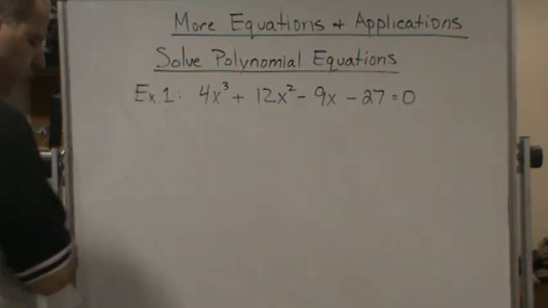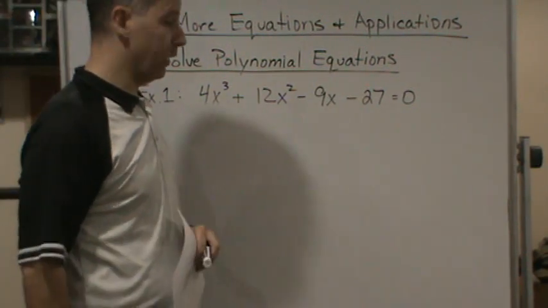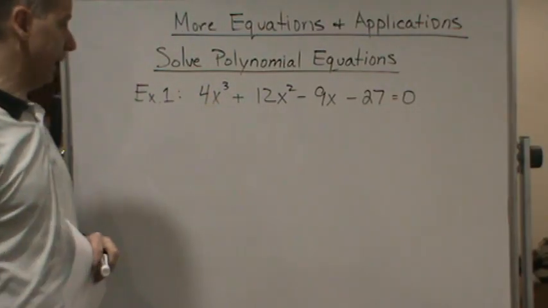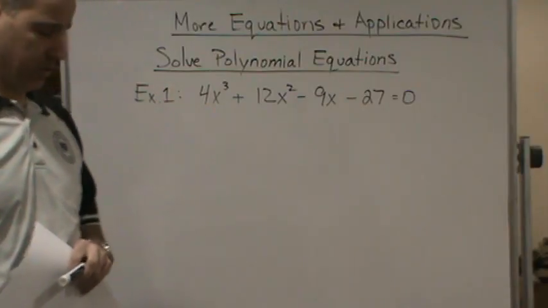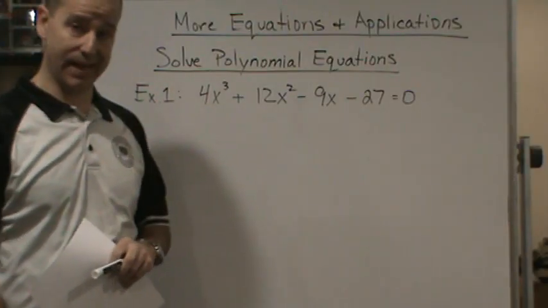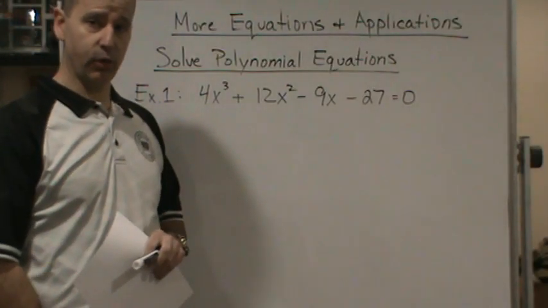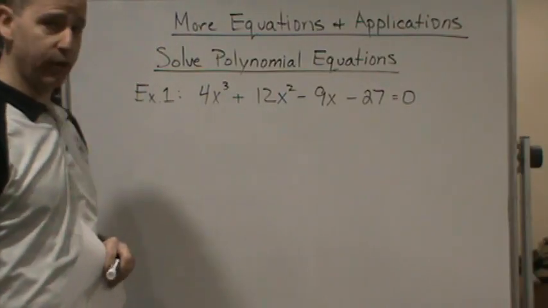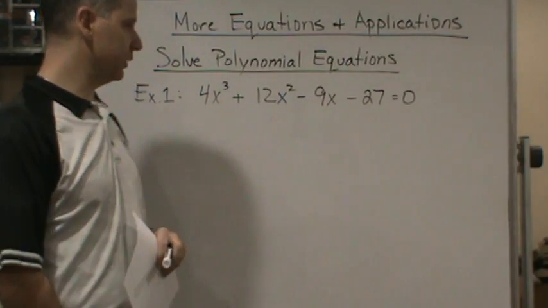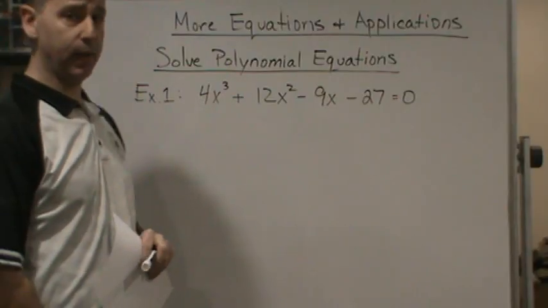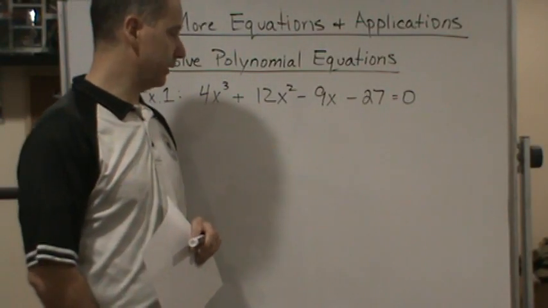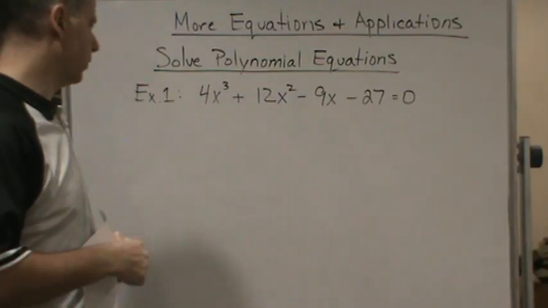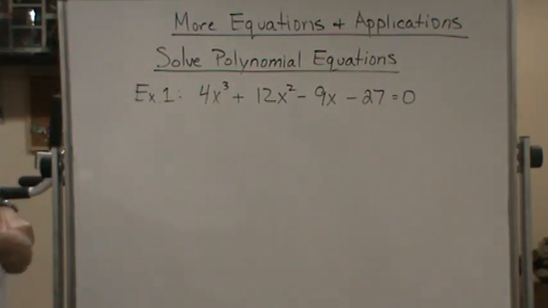Okay, what we're going to do is look at some examples now of more equations and applications. We're going to start with solving polynomial equations and do a bunch of examples, okay? And so we're going to deal with rational equations, radical equations, and things like that. And we're going to apply some of the techniques that we've learned already. Okay, so this is the first example here.